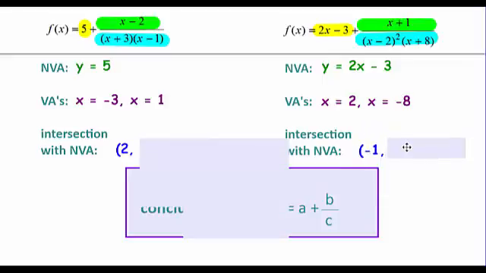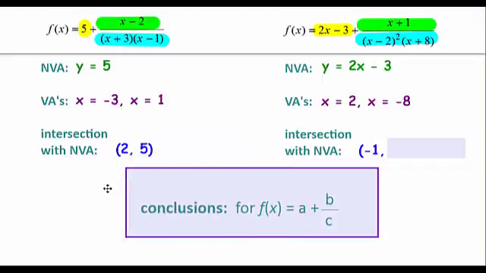But for both of these, we need to determine the y value as well. In the first one, we're crossing the non-vertical asymptote at a y value of 5, so we don't have to calculate anything. It's just going to be (2, 5). For the second one, the non-vertical asymptote is this oblique line, so we need to substitute -1 in for x. 2 times -1 is -2, and -2 minus 3 is -5. So we can still determine our intersection point.